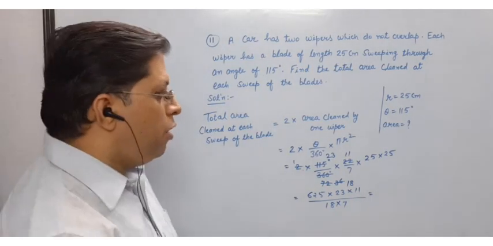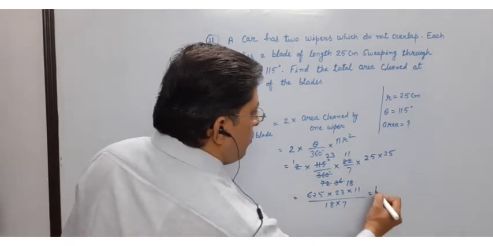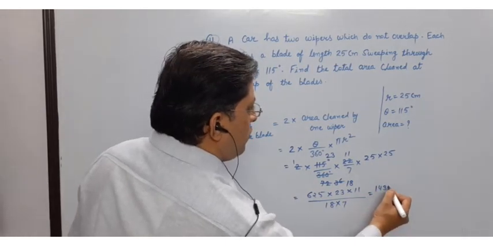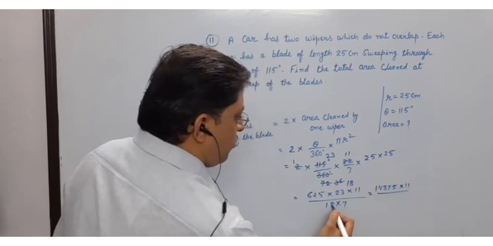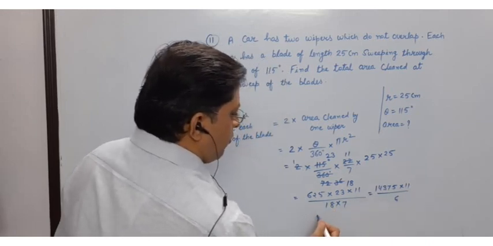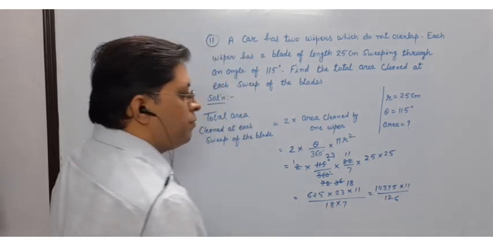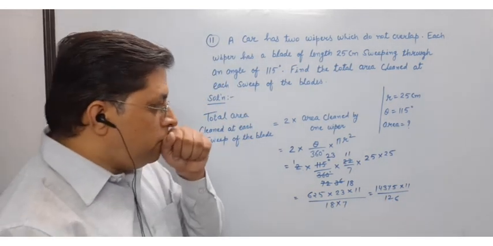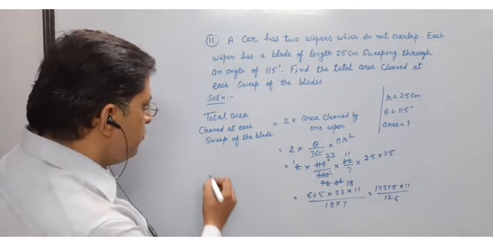Okay, you have to multiply it. When you multiply 625 into 23, you will get 14375 into 11 upon 126. Use the Vedic method again.